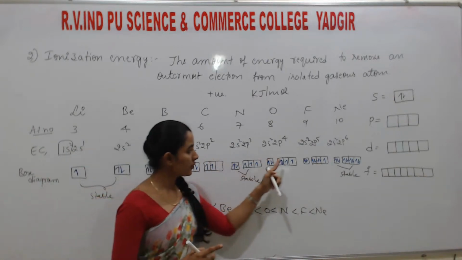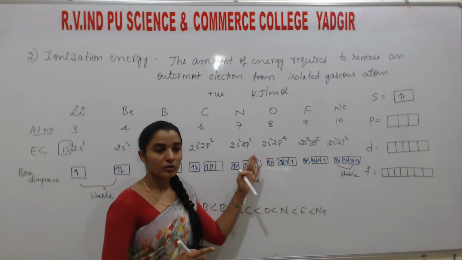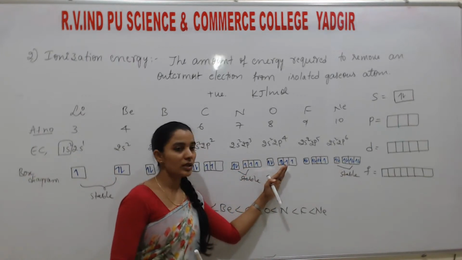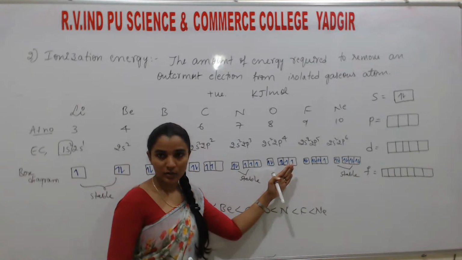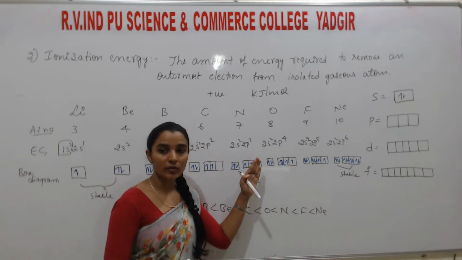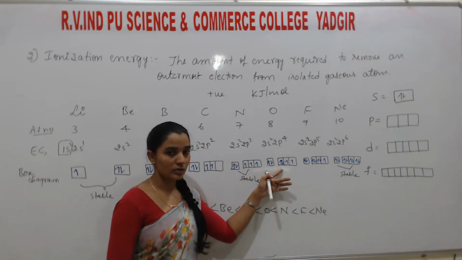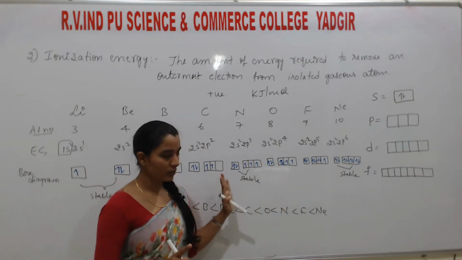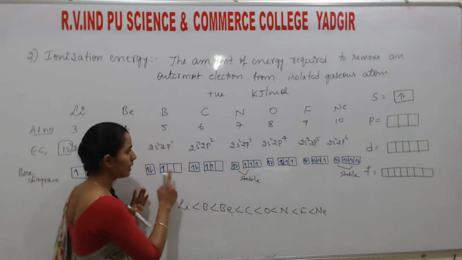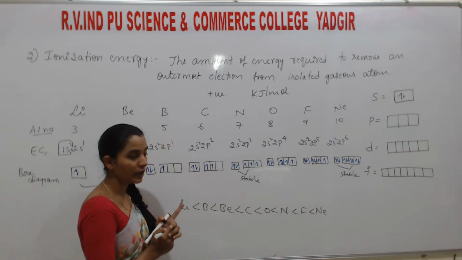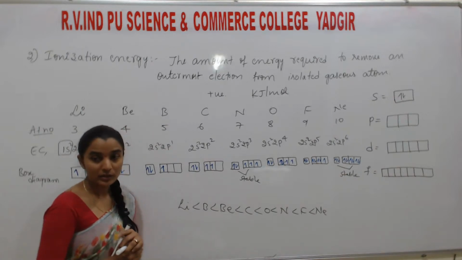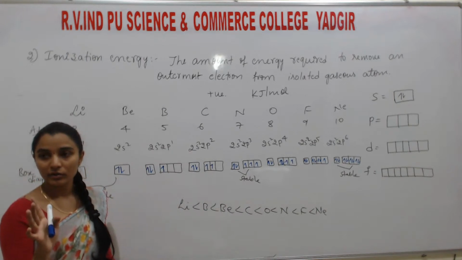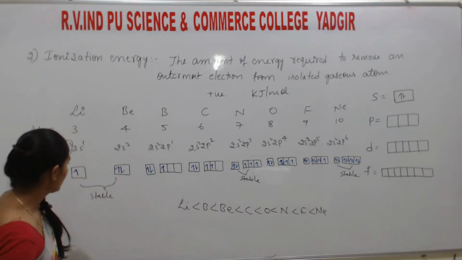Either they will ask from nitrogen and oxygen. So you have to write: nitrogen has a stable half-filled configuration, oxygen has an unstable configuration. To break the stability, nitrogen requires more energy, so oxygen requires less energy. Understand? If you write this much, you will get complete marks. Only between beryllium, boron and oxygen, nitrogen they will ask. This is the first ionization energy, removal of one electron. Understood? Okay, this idea.